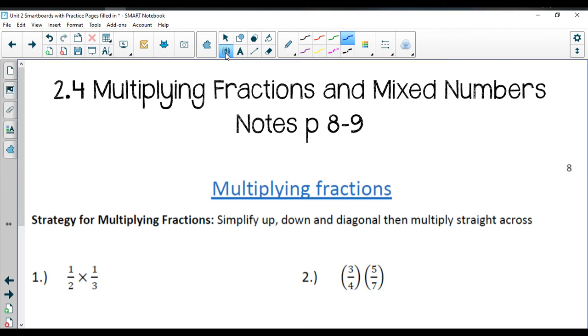Lesson 2.4, we're going to talk about multiplying fractions and mixed numbers. We're in your notes packet on pages 8 and 9 for today.